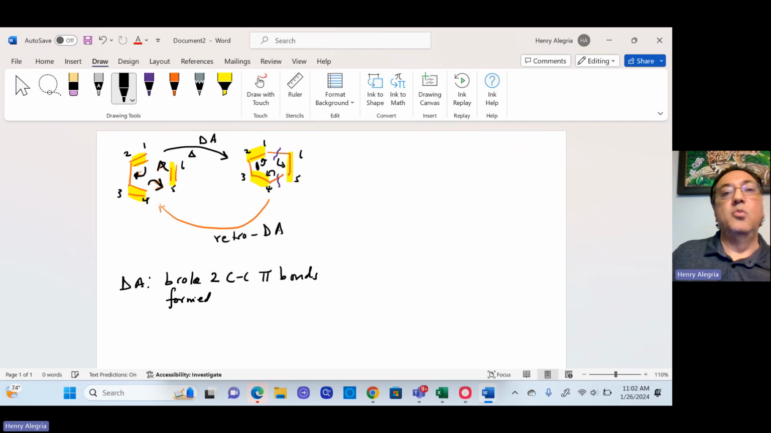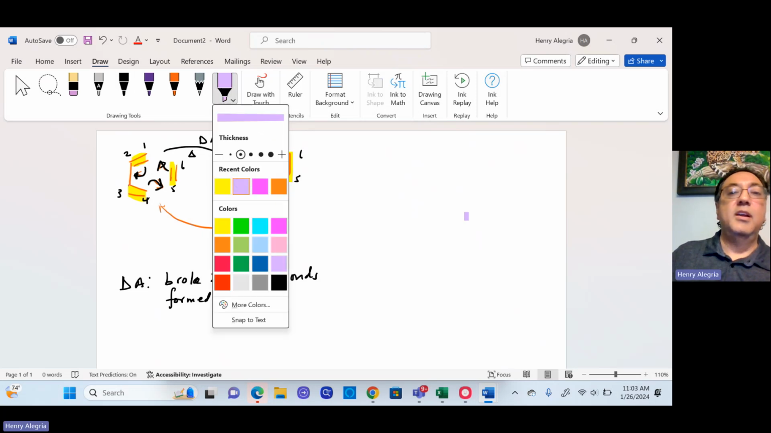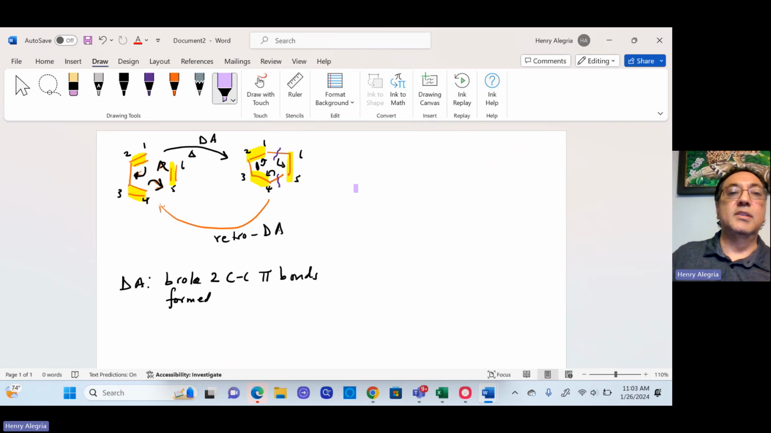I formed what? Well, I formed 2 new bonds. The 2 new bonds that I actually formed are my 2 sigma bonds that we get 1 to 6 and 4 to 5. So that means that I actually formed 2 carbon-to-carbon sigma bonds.